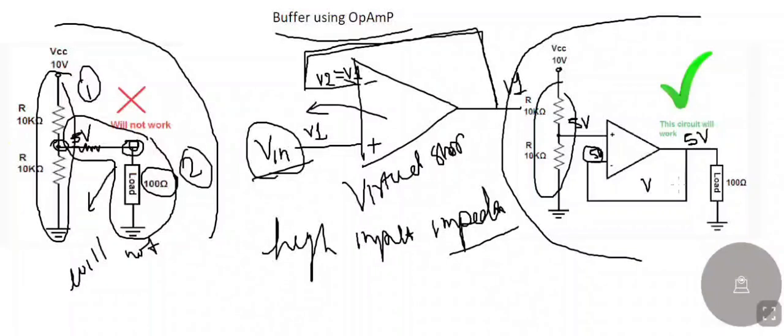So that is why most of the time in the circuits you can see we use a buffer using an op amp for driving the input voltage to the output.